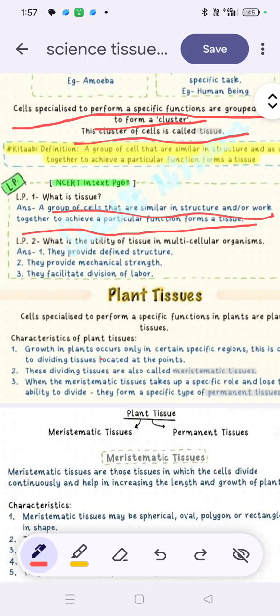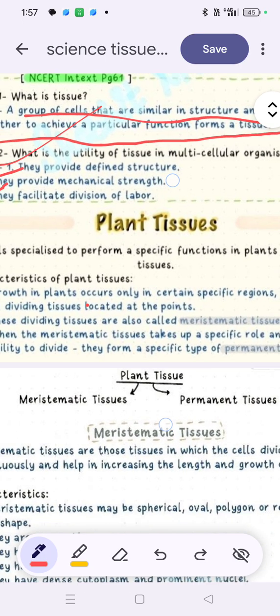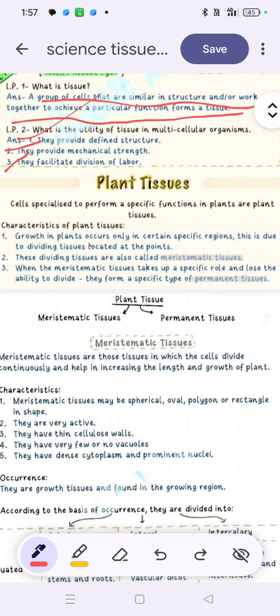Then what is the utility of tissue in multicellular organisms? What are the uses of tissue in multicellular organisms? They provide definite energy, they provide mechanical strength, they provide facilitated division of labor. Then we go to plant tissue. Cells specialized to perform specific functions in plants are plant tissue.